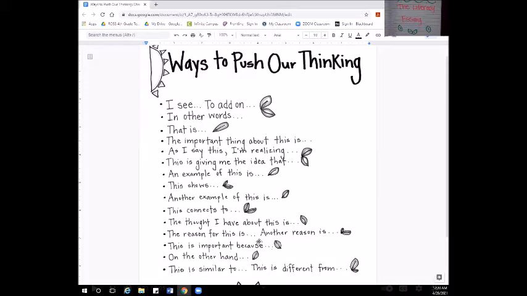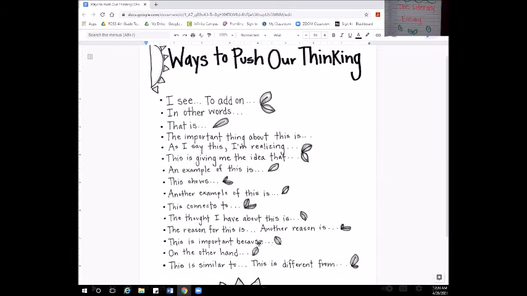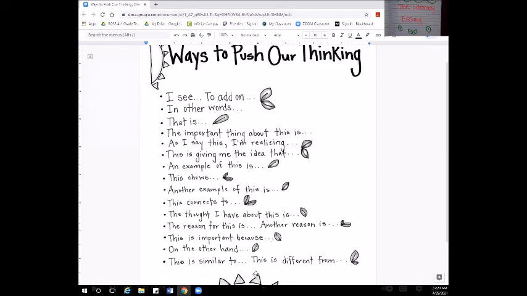So I'll just read a few examples. "I see," and then you give the example, and then "to add on," and then you push that even more. Or you could say "in other words," or "that is," or "the important thing about this is." You can read for yourself through this list of sentence stems that you could use to help you push your thinking.